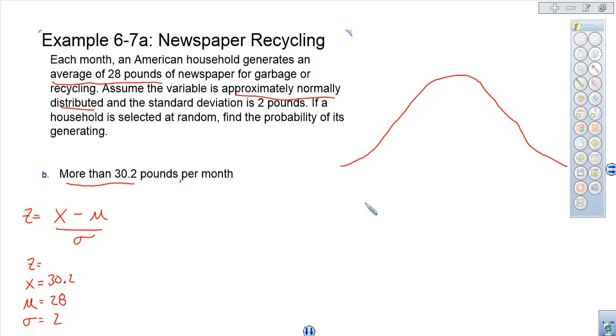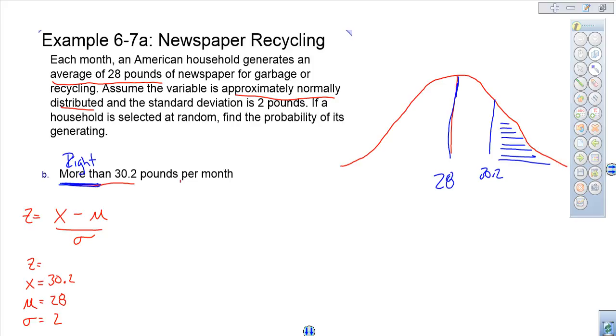So rough sketch, got my mean right smack in the middle. I wanted that to be blue. Got my mean right smack in the middle. My mean is 28. Okay, my data value is 30.2. I'm looking for the more than. More than is to the right. So this is what I'm looking for out here.